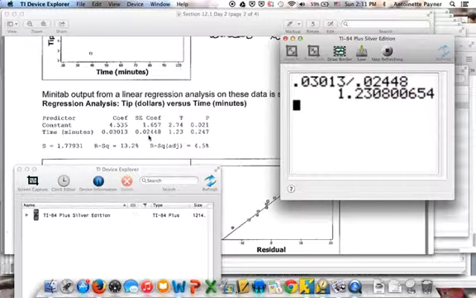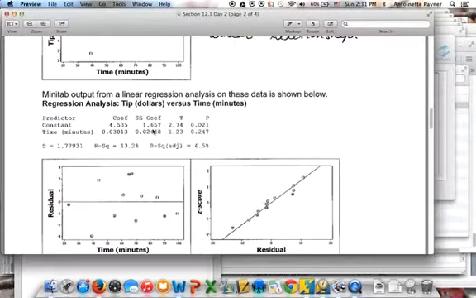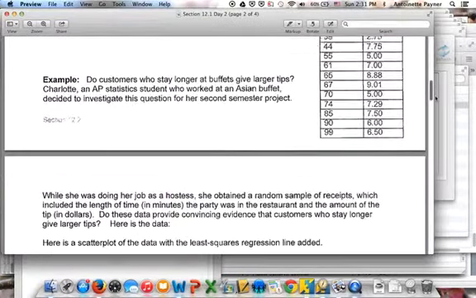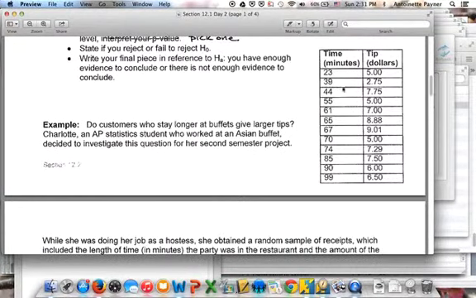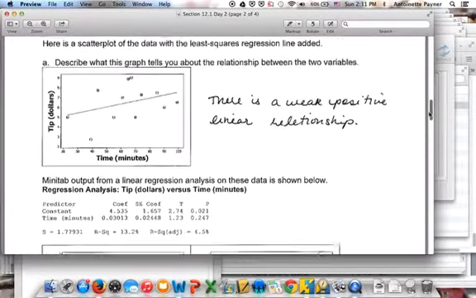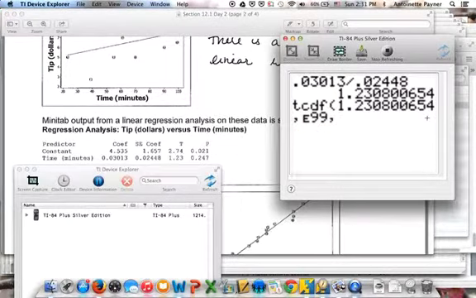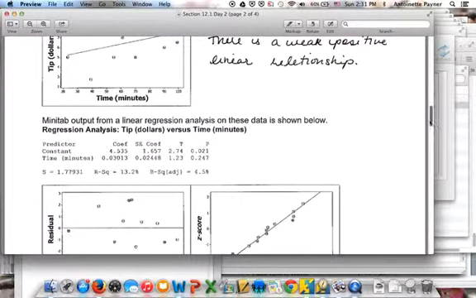I can then go to that tcdf command. That would be my lower bound, comma my upper bound, comma the degrees of freedom. The degrees of freedom for this problem, she has how many values here? 2, 4, 6, 8, 12. So then my degrees of freedom are 10. And there's that p-value, okay? So again, it's just half of that. So that's another way I could get it.